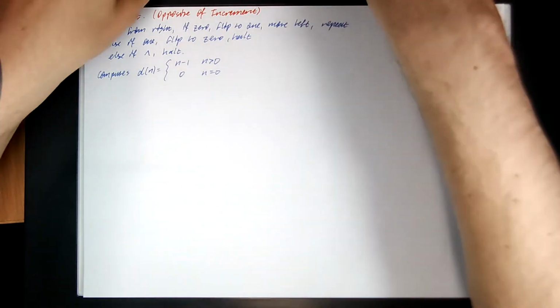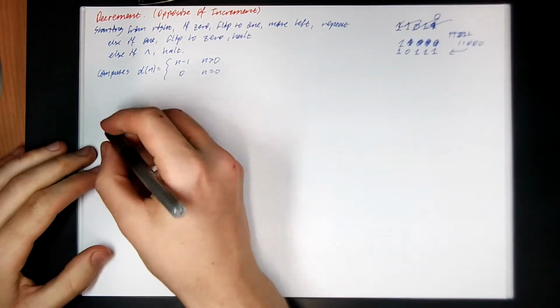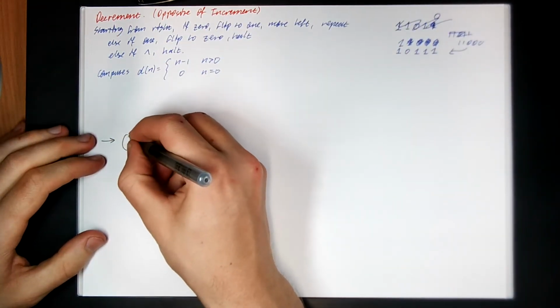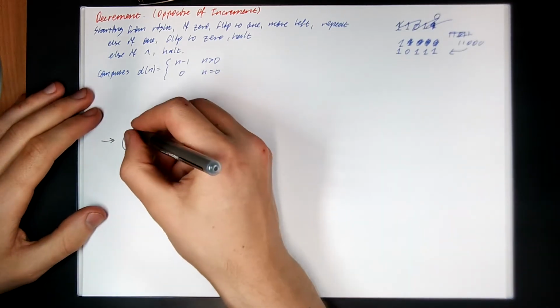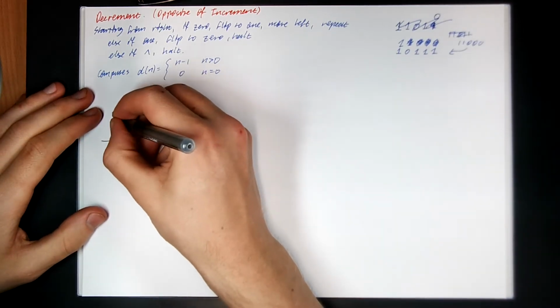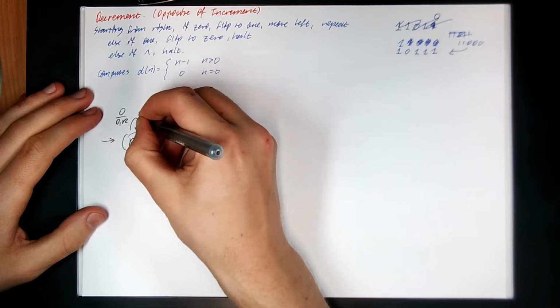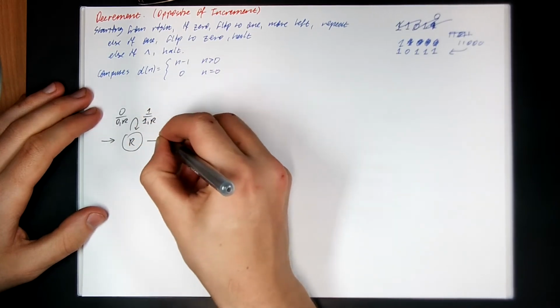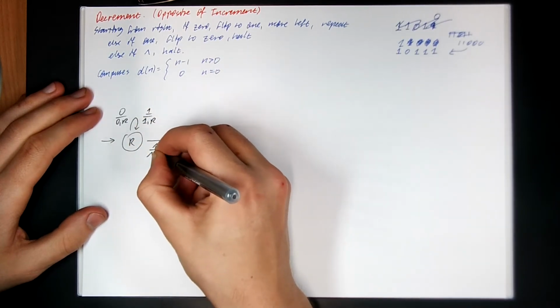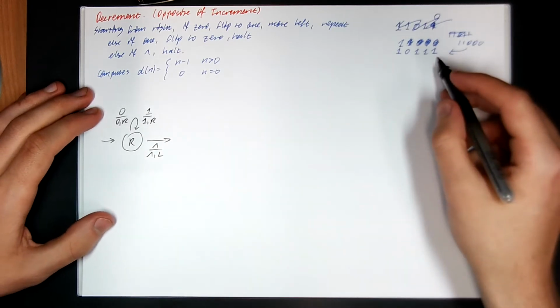Thankfully not too hard. So the first thing we have to do is rewind the tape all the way to the right. So if I see 0s, put them back. If I see 1s, put them back. If I see a blank, put the blank back and step to the left. So therefore I'm at the right end of the string.